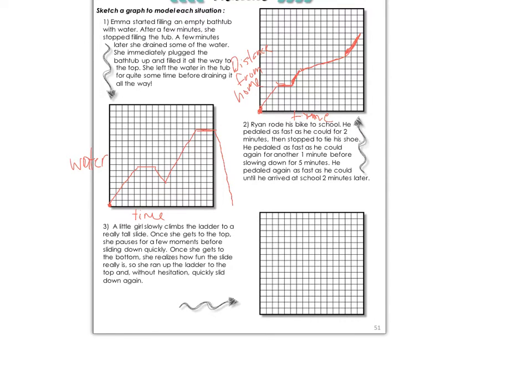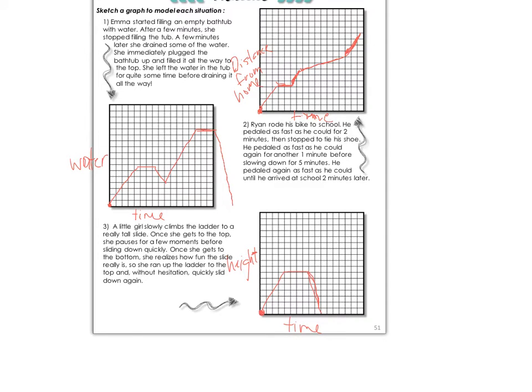So when we look at that situation, first off, 2 variables, time on the x-axis, and the height of the slide is on the y-axis. So when we compare these 2 together, first off, she climbs a ladder on a really tall slide. Once she gets to the top, she pauses. So we're starting down here. She's starting on the ground, climbs up the ladder, gets to the top, pauses for a little while before sliding down quickly. So the height slides down quickly to the bottom.